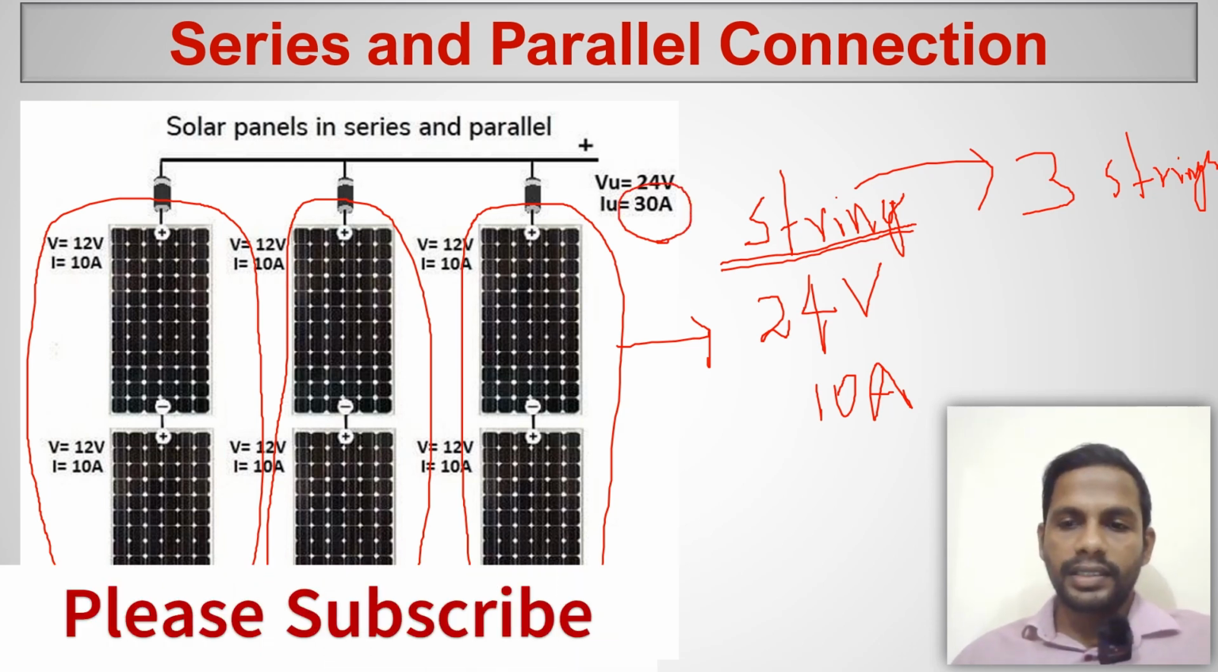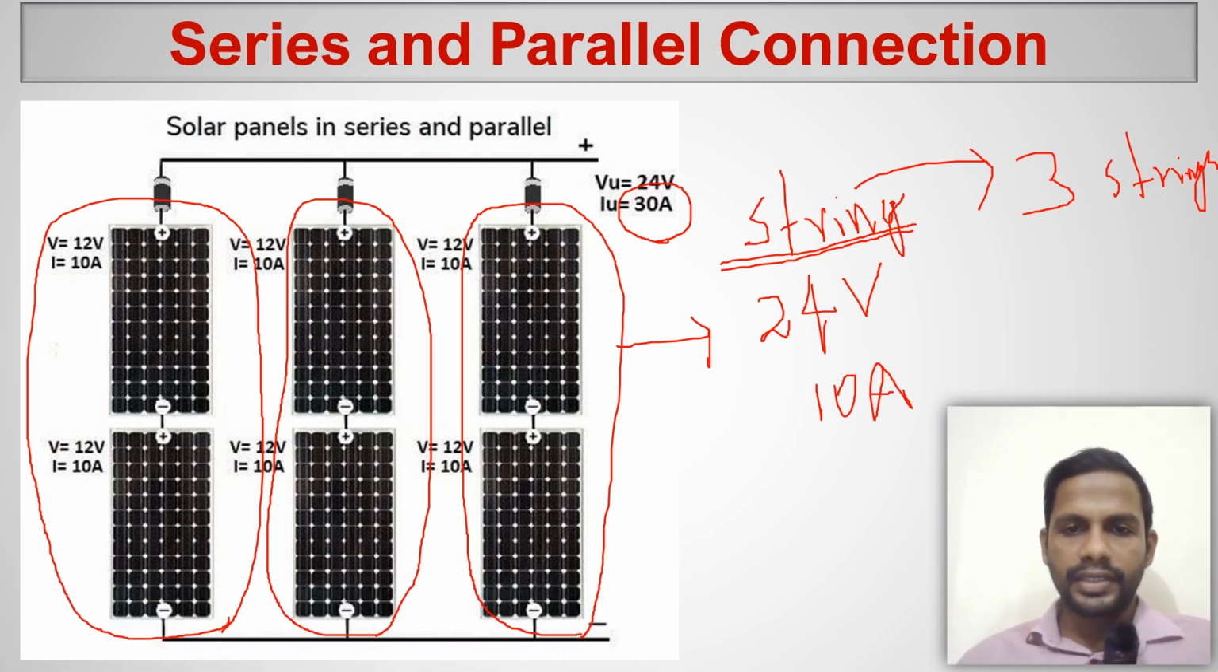So this is the understanding. The technical word we are saying is string. We have three strings connected in parallel. In simple terms, I can explain this diagram: three strings connected in parallel. Then you can ask how many modules each string has, and I will say each string has 2 modules. Then you will ask what the rating of the module is, and I will say each module has 12 volts, 10 amperes. From this information we can design the system.